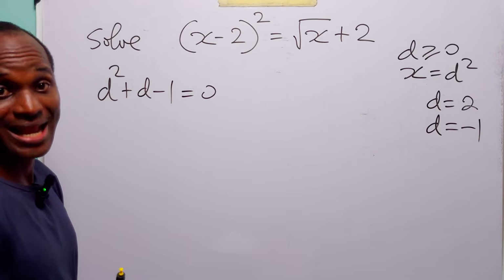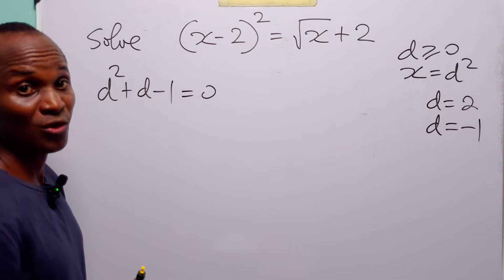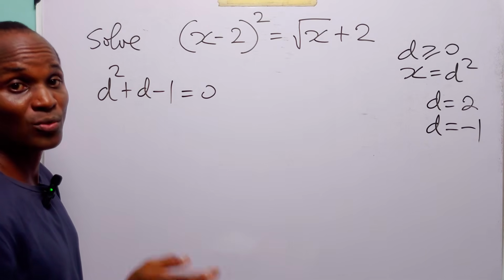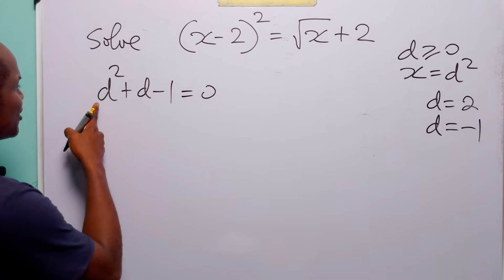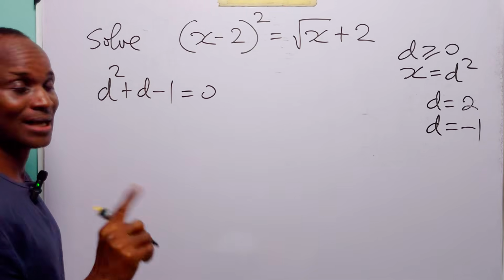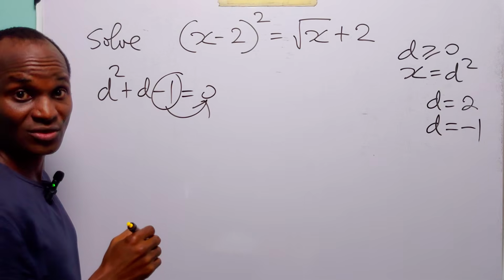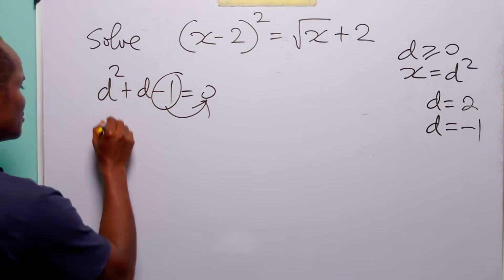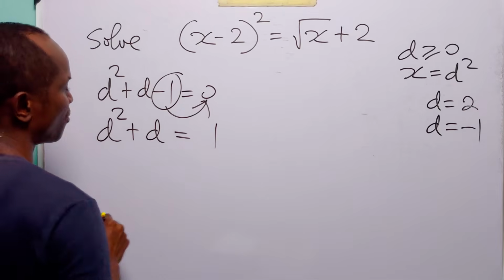And finally, we have the last equation. Now, this quadratic equation cannot be solved by factorization method. So we are going to use the completing the square method. Now, since the coefficient of d squared is 1, the next thing we do will be to move this constant term over to the right-hand side. So when we do that, we have d squared plus d is equal to 1.